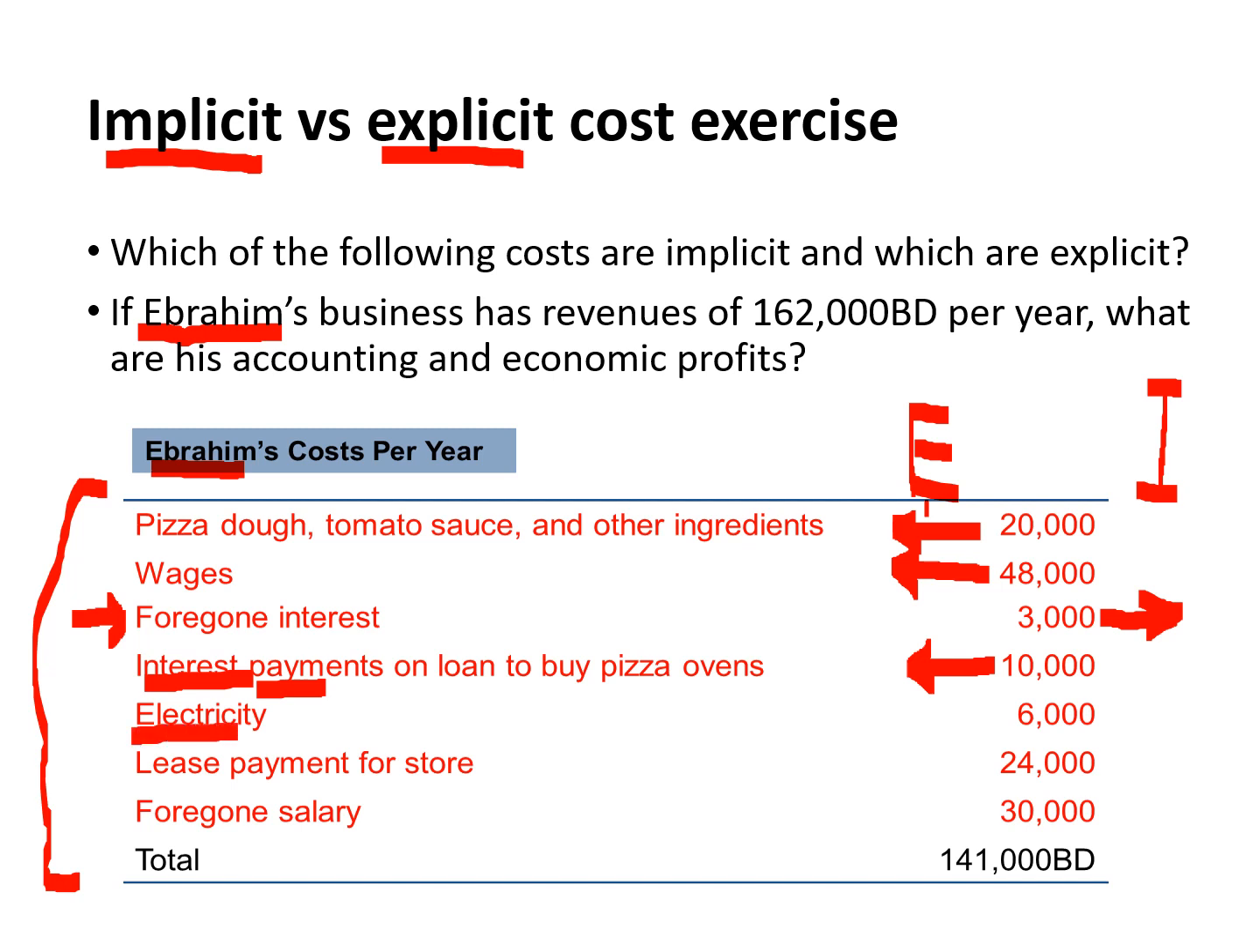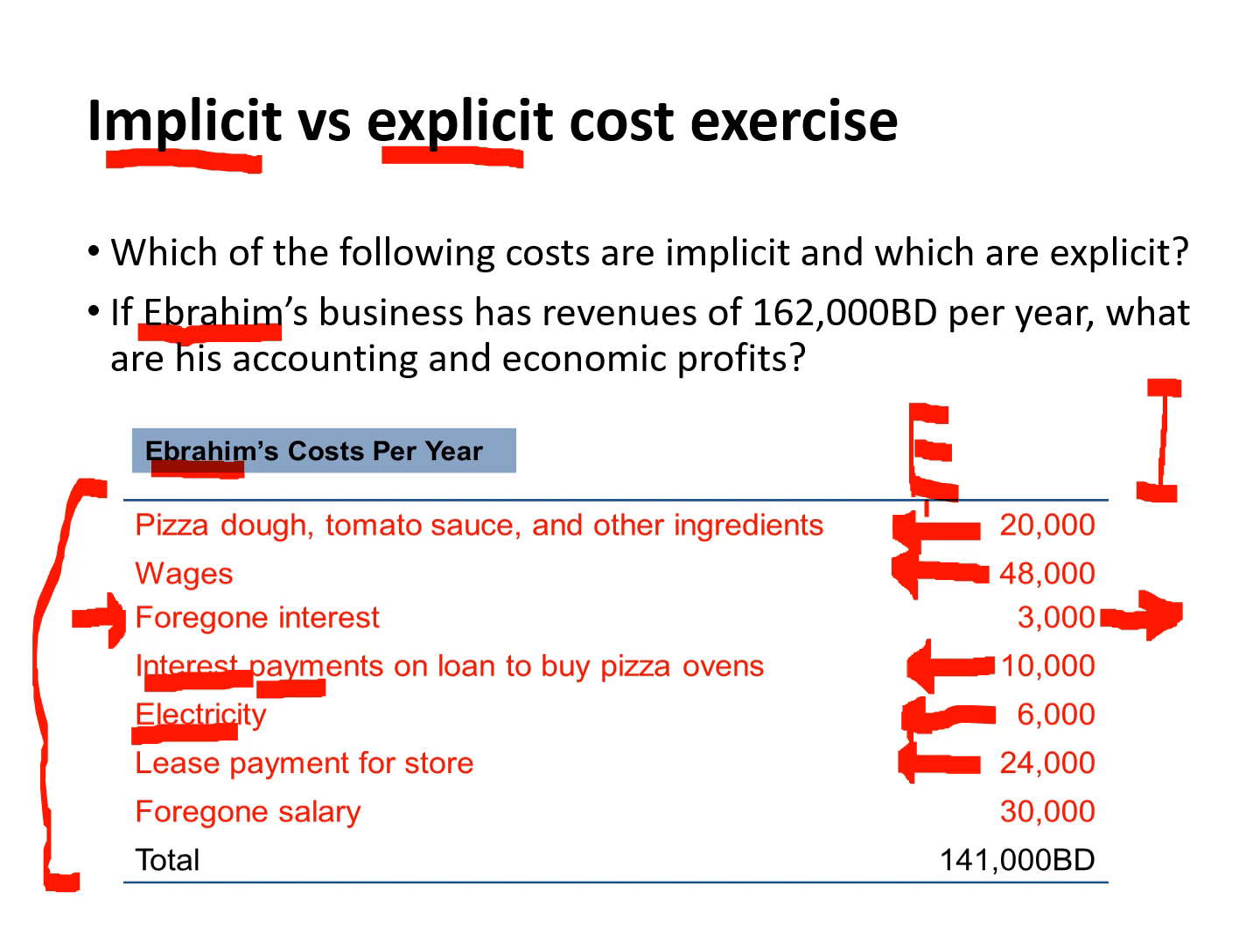Electricity, he has to pay the electricity bill. It is explicit. Okay. Lease payment for the store, also explicit. He needs to pay money for that. Yeah. So all of these items with the arrow pointing this way are explicit costs. They'll show up in the accounts.